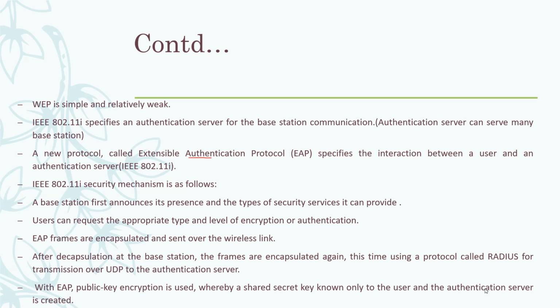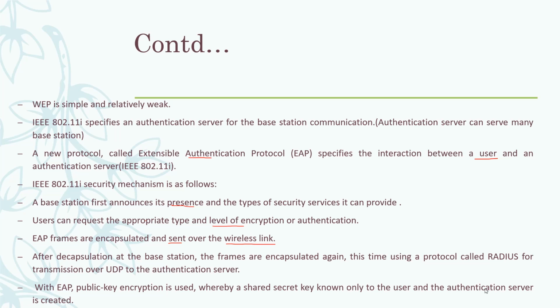So the security mechanism of IEEE 802.11i is as follows. The base station first announces its presence and the types of security services it can provide. So the host, or the user, can request the appropriate type and level of encryption or authentication. Now EAP frames are used. EAP frames are encapsulated and sent over the wireless link, so it provides the interaction between the user and the authentication server.